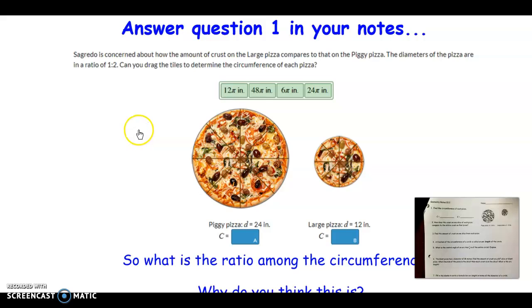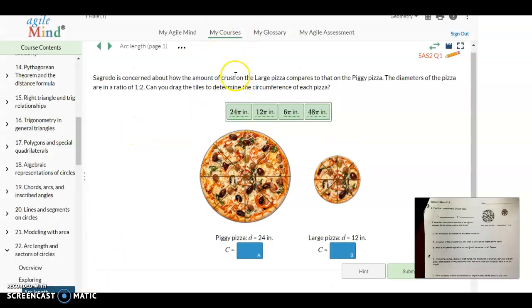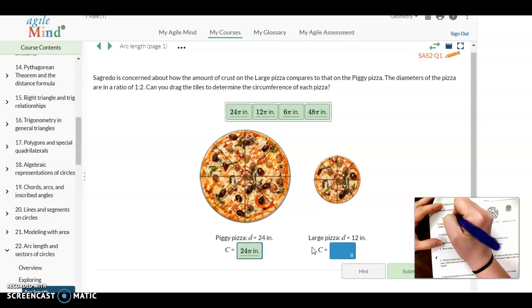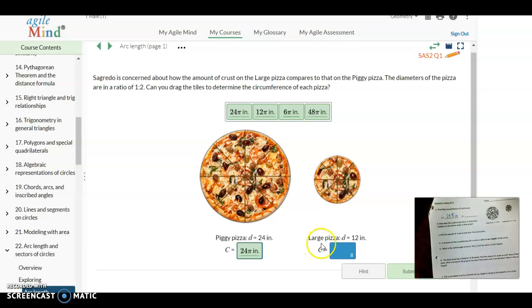So let's look at question 1 in your notes. It is asking us to drag the tiles to determine the circumference of each pizza. So remember, the piggy pizza has a diameter of 24 inches. The large pizza has a diameter of 12 inches. And we know the formula for circumference is simply pi times diameter. So we just multiply these numbers times pi. So hopefully you see that the piggy pizza would have a circumference of 24 pi inches. Circumference is a linear measurement, so we don't put squared or cubed or anything on that inches. It's linear. And the circumference of the large pizza would just be 12 times pi inches. 12 pi inches.